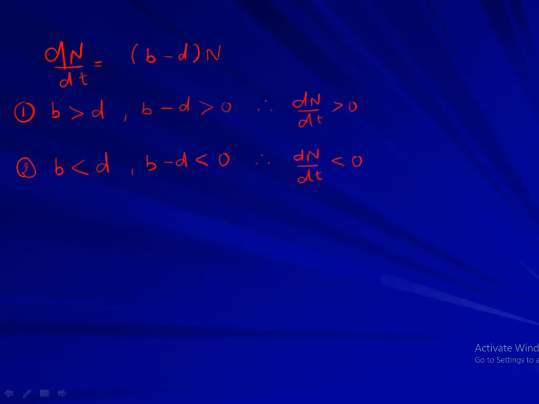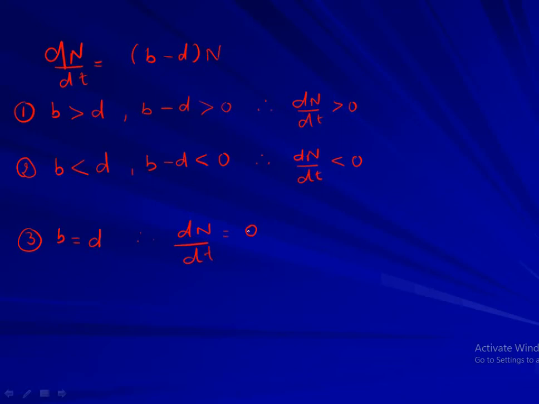And the third case is if b is equal to d. At that time, if we put b equal to d in this equation, then what will happen? dN by dt is equal to 0. So the change in population density is 0. So no change in population.